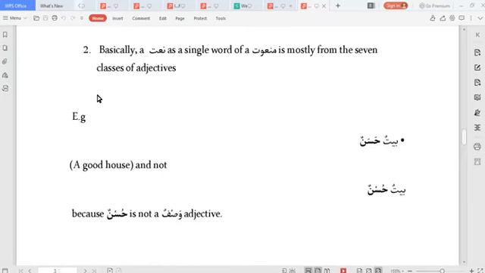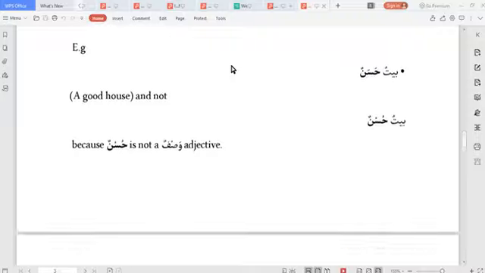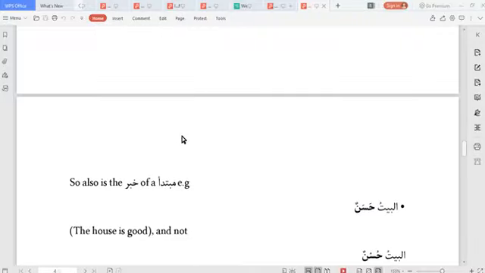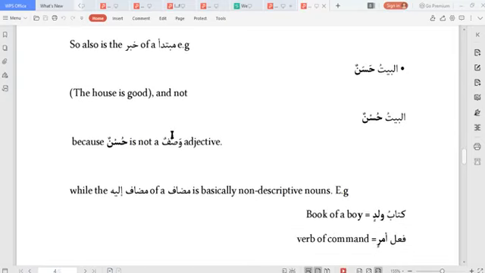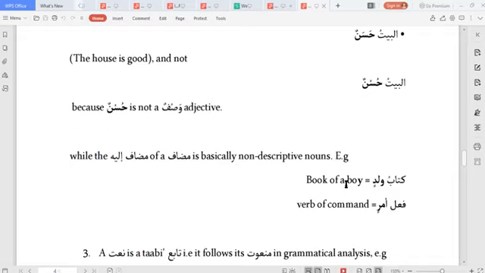So the difference you are looking at is that a na't as a single word is always among the awsaf sab'a. Also, the khabar of a mubtada is used among the awsaf too. They use one of the awsaf sab'a for your khabar too. While the mudaf ilayh is basically non-descriptive, meaning it is mostly jamid. So when I see kitabu waladin, you can see waladin is not among the wasf. It's not ismul fa'il, not ismul maf'ul, not sifatul mushabbaha, not ismul tafdil. It's not among those seven adjective types we have mentioned.